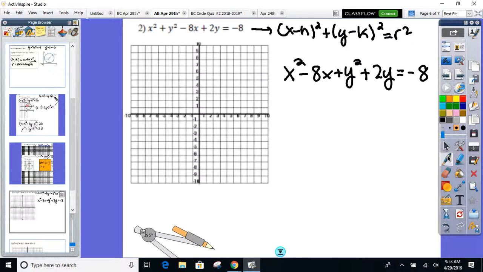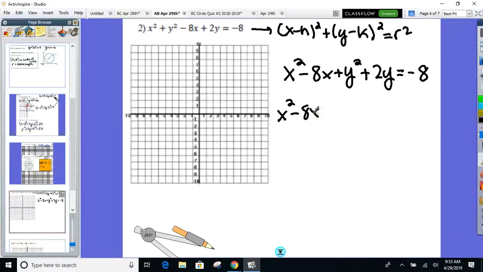Okay, that's fine, but go ahead. What number do you produce if you take half your b value and square it? 16, right? So that's what we're going to do. X squared minus 8x, ready? Plus 16. Half your b value squared. Do it for the y's. Plus y squared plus 2y. What's your b value here? 2. Take half of it. 1. Square it. 1. So plus 1 equals negative 8. But hold on.